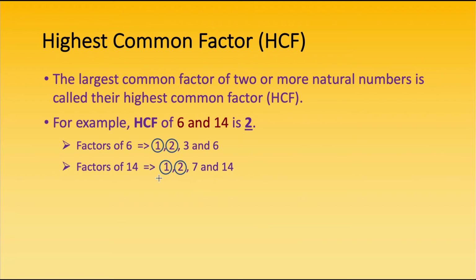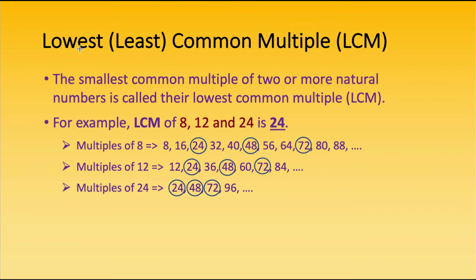So यहाँ पे common factors कौन से हैं? 1 and 2, right? And which is the largest common factor? Here we have only 2 common factors, so the larger one is 2. So the highest common factor of 6 and 14 is 2. Next, the lowest or the least common multiple, LCM.